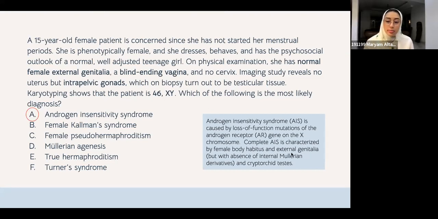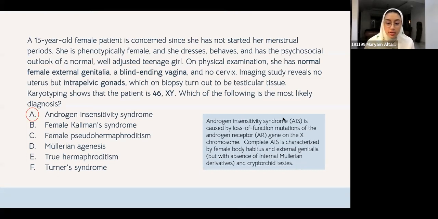Is characterized by female body habitus and external genitalia, but with absence of internal Mullerian derivatives and cryptorchid testes, meaning she, or this person, does not have a uterus, there is no cervix, and the vagina is blind-ended. These are all characteristic of the male reproductive system. Intrapelvic gonads that have not descended. There are no testes because the body did not respond in order to produce these external male genitalia, okay? So that's this answer. What about the rest of them?